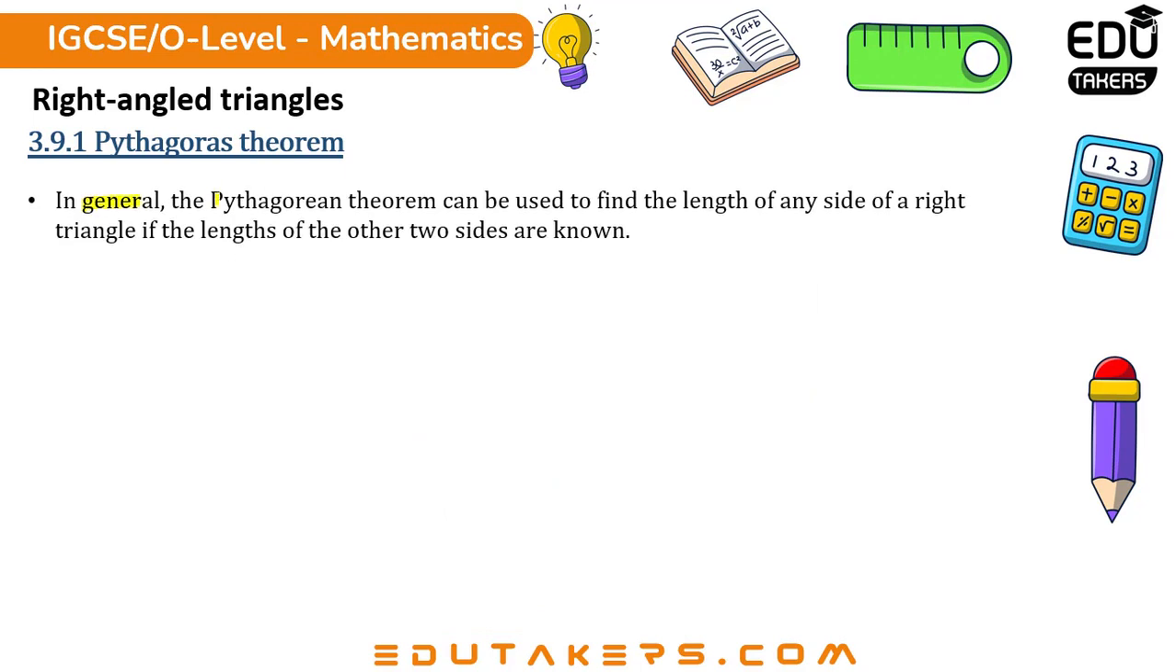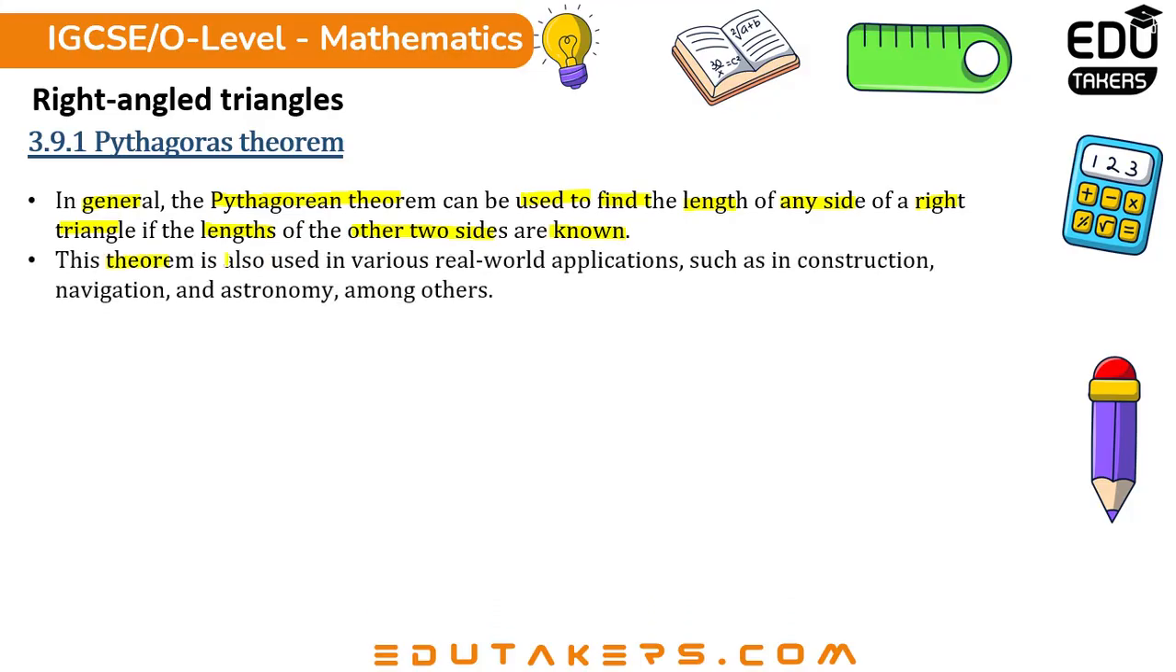In general, the Pythagorean theorem can be used to find the length of any side of a right triangle if the lengths of the other two sides are known. This theorem is also used in various real-world applications such as in construction, navigation and astronomy, among others.